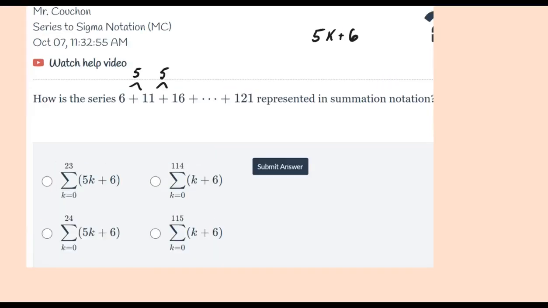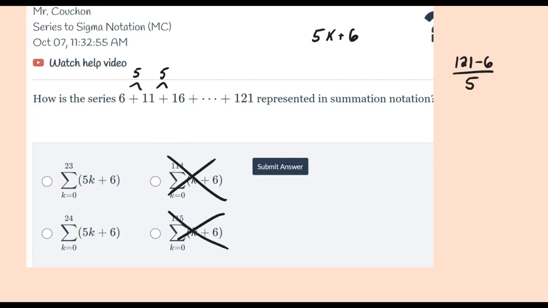I thought I'd help you with this in stages. The first thing I notice is that this is arithmetic. It's going up by 5. So right away, because this 6 is the 0 term, I know that my equation for this is going to be 5k plus 6. So right away, we eliminate those two.